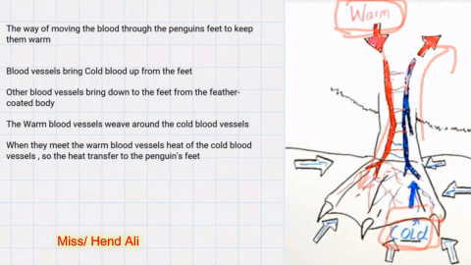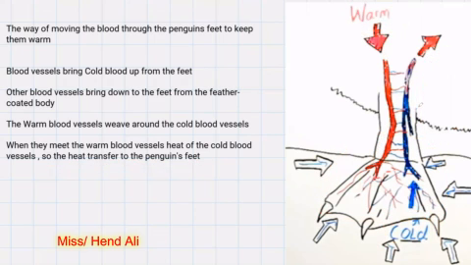So there is exchange of heat between cold blood and warm blood. Or you can say it in another way: there's a heat transfer from this warm blood to cold blood. So there's a transfer of heat to the penguin's feet. Okay. So again, there's two types of blood: cold blood and warm blood, and we have the blood vessels.